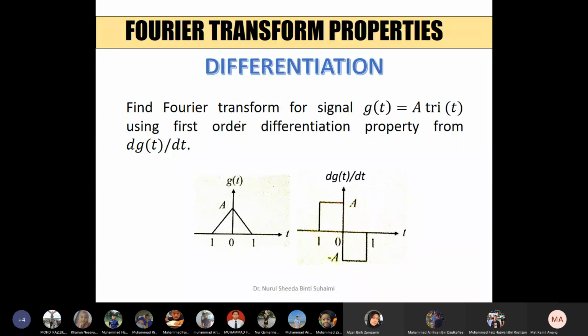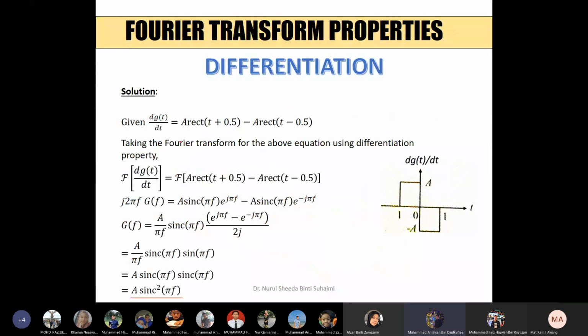Example: find the Fourier transform for signal g of t equal to a triangle of t using the first order differential property, from the differential of g(t) over dt. We know that the differentiation of this part is this, and the differentiation of this part is that. Now we just want to prove whether this differentiation property is correct or not, so we need to do the differentiation.